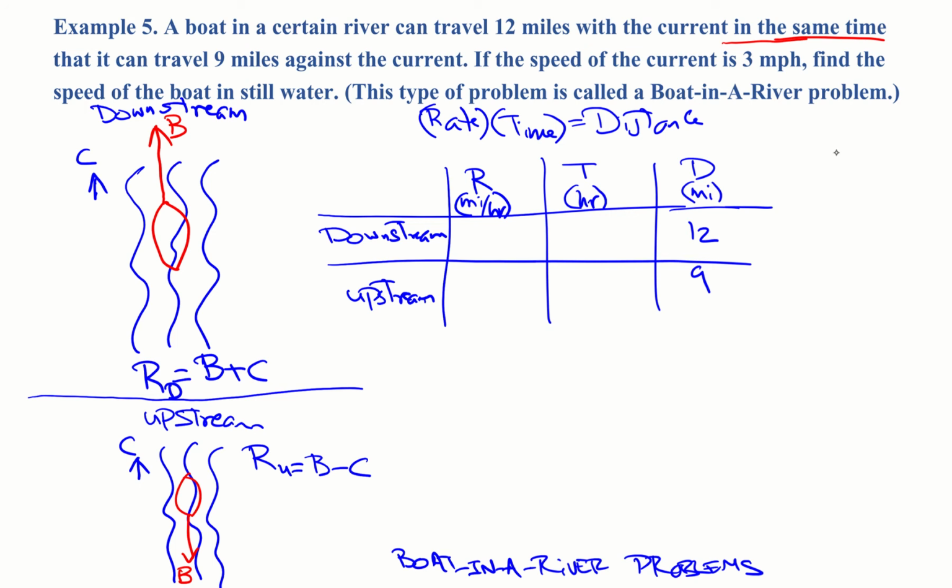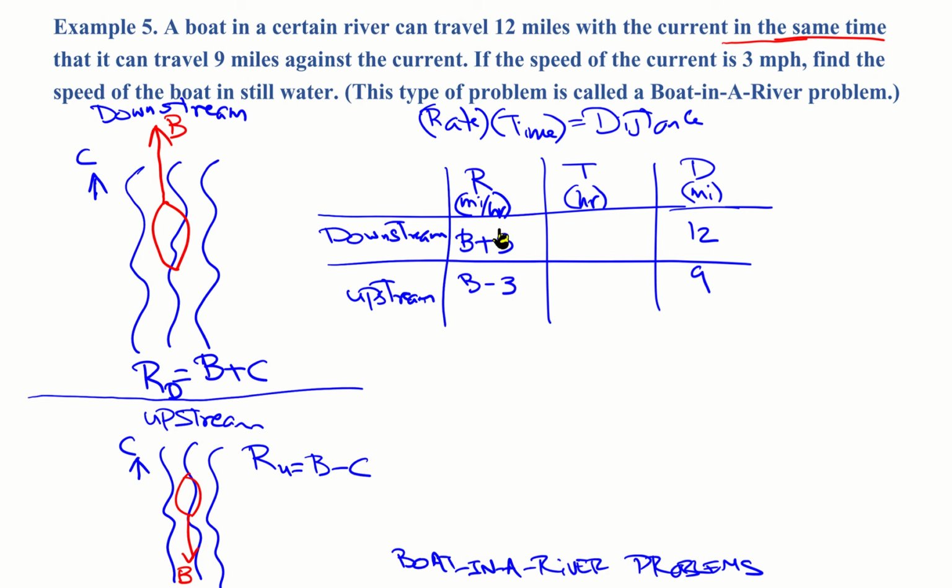Now, we know the speed of the current is 3, right? So that means instead of rate downstream writing B plus C, we can actually put down what C is. We know what it is. It's 3. The speed of the current is 3. So we can put B plus 3, right? And instead of for the upstream writing B minus C, we can just write B minus 3, right? Because we know what C is.